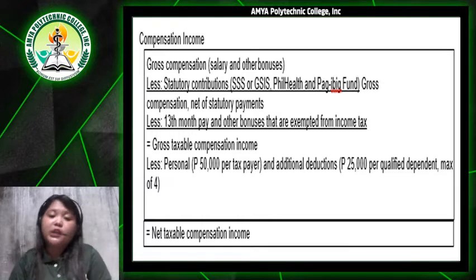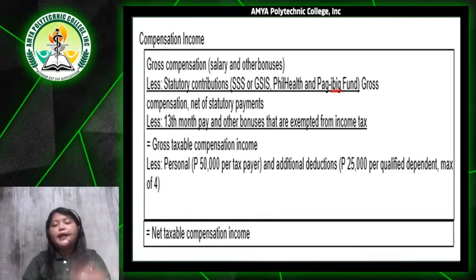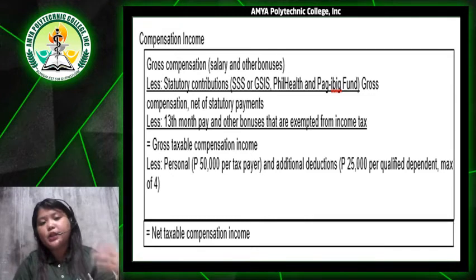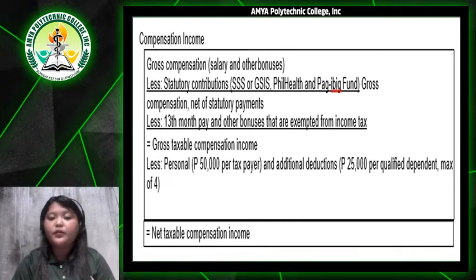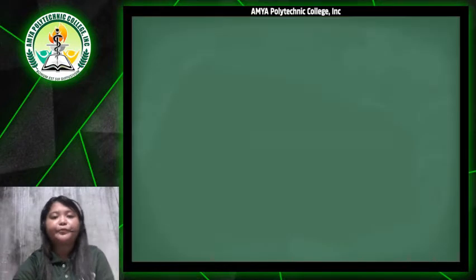Next is the compensation income. Gross compensation is the salary and other bonuses, less statutory contributions like the SSS or GSIS, PhilHealth, and Pag-ibig Fund, giving the gross compensation net of statutory payments, and then less 13th month pay and other bonuses that are exempted from income tax. Gross taxable compensation income is less the personal exemption of 50,000 pesos per taxpayer and additional deductions of 25,000 pesos per qualified dependent, maximum of 4.